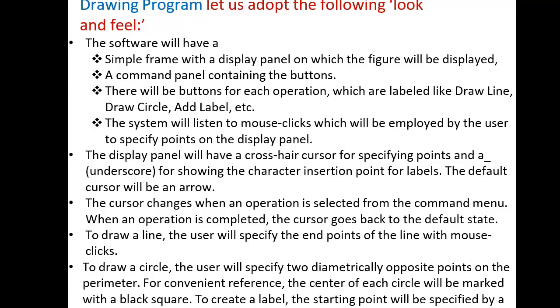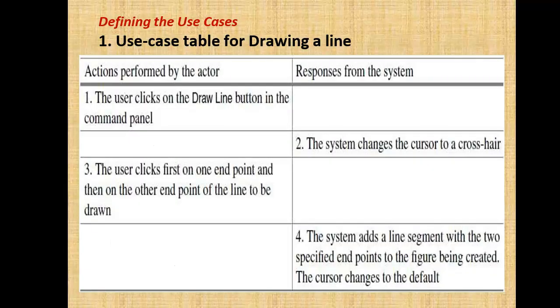To draw a line, the user will specify the endpoints of the line with mouse clicks. To draw a circle, the user will specify two diametrically opposite points on the perimeter. For convenient reference, the center of each circle will be marked with a black square. To create a label, the starting point will be specified by a mouse click.